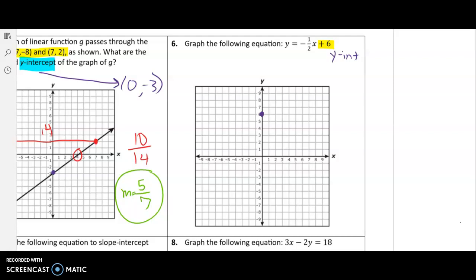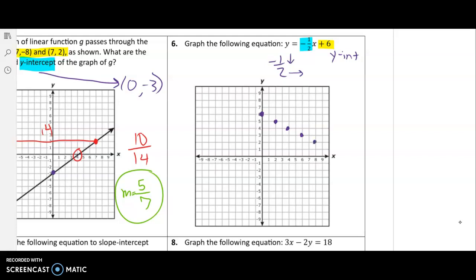Now let's look at our slope, which is right here, negative 1/2. And remember, when you look at negative 1/2, the top tells you whether it's going up or down. Because it's negative, we're going down 1 unit. And the 2 tells us go right. We always go right. Okay? So from my y-intercept, I'm going down 1 unit and right 2 units. And I can do it again, and I can do it again.